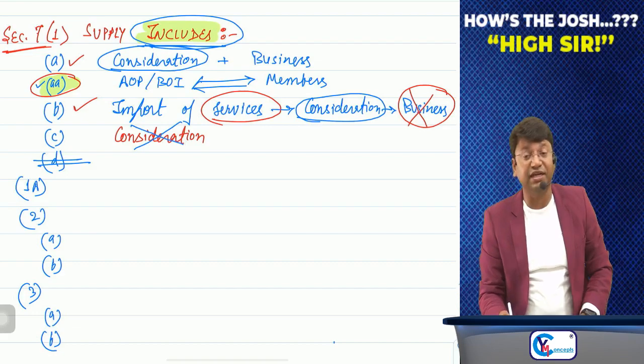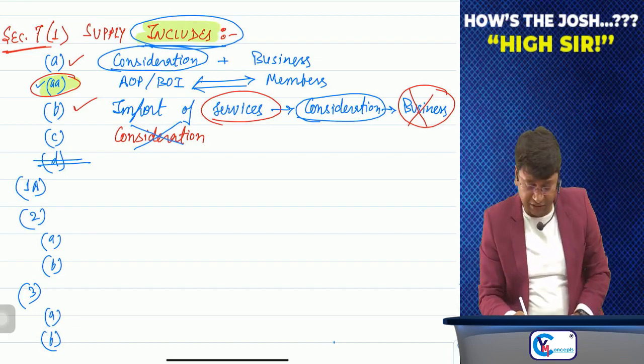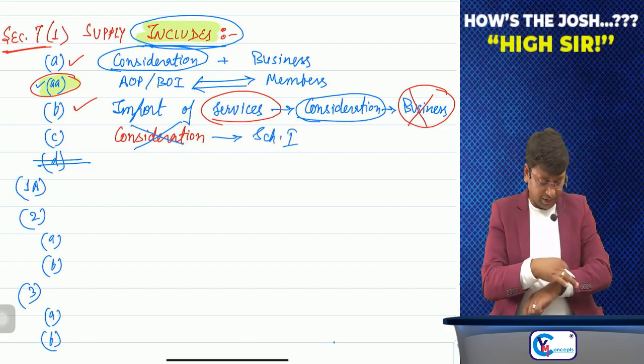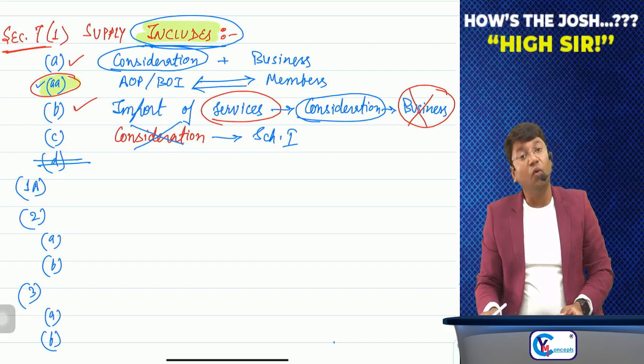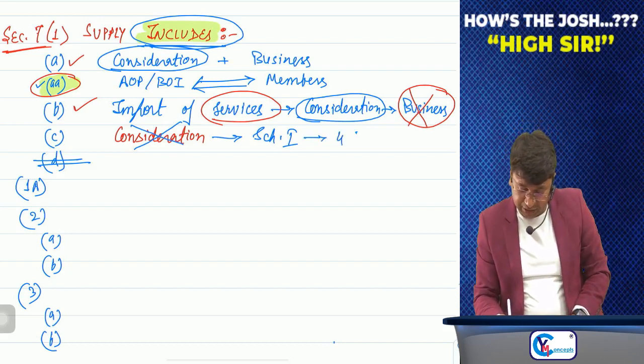Clause number A says that it should be for a consideration. Clause number B says that it should be for a consideration. Clause number C says that don't worry, even if there is no consideration, then also if the transaction is covered in schedule 1, then it will be supply. And at present there are 4 activities.